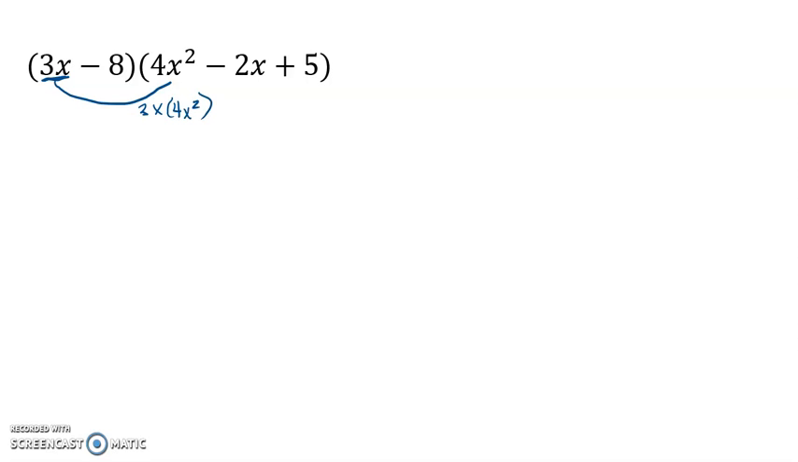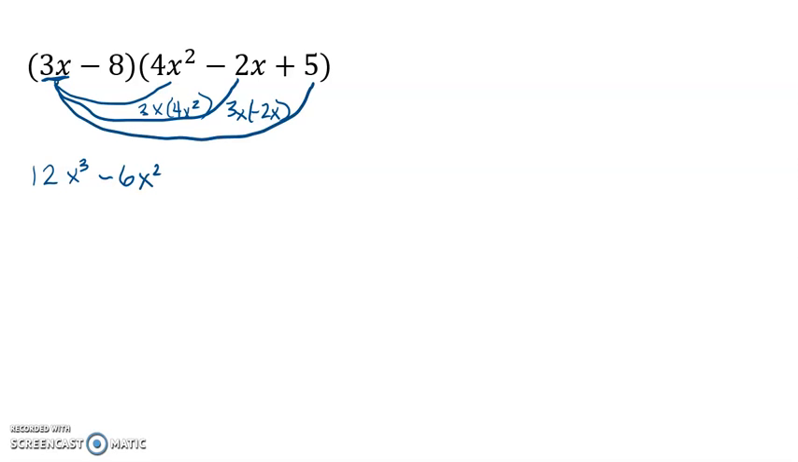All right, so 3 times 4 is going to be 12. X times x squared becomes x cubed. Watch the exponents. Okay, 3x times negative 2x. Mind the signs. And you're multiplying. 3 times negative 2 is negative 6. X times x is x squared. 3x times 5. Well, 3 times 5 is positive 15 times x, and we're done with 3x.